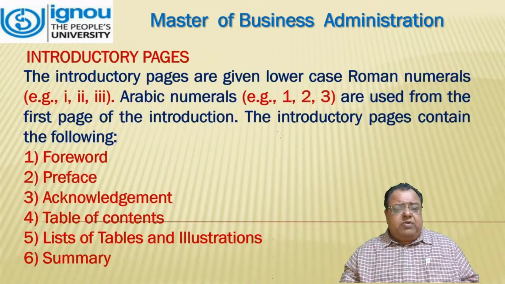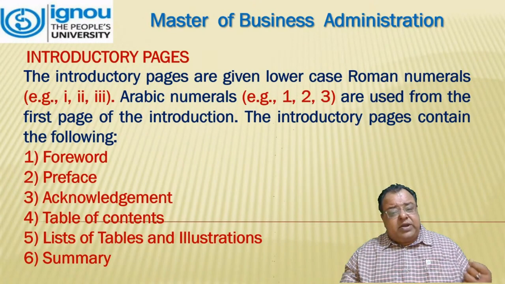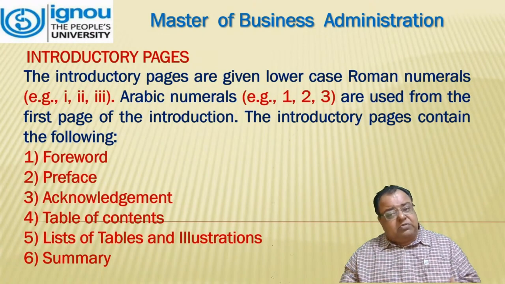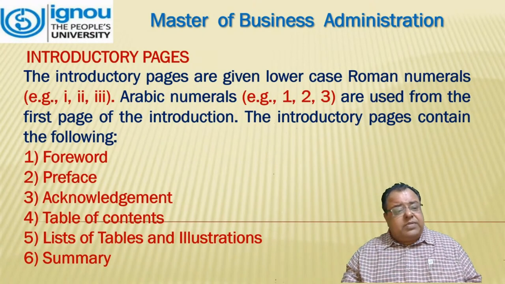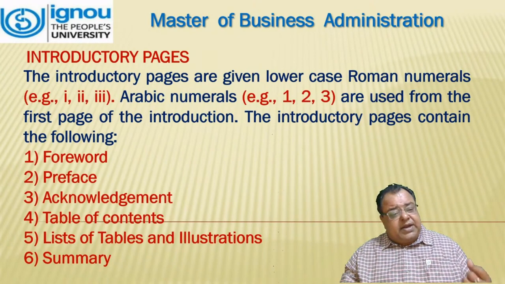Introductory pages. The introductory pages are given lower case Roman numerals, for example, i to iii. Arabic numerals, for example, 1 to 3, are used from the first page of the introduction. The introductory pages contain the following: foreword, preface, acknowledgement, table of contents, list of tables and illustrations, and summary.